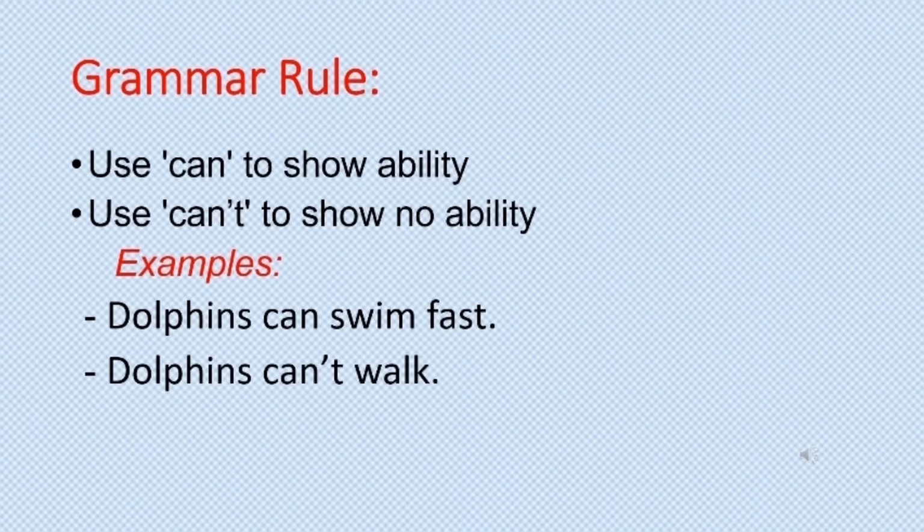We use can when someone is able to do something. For example, dolphins can swim fast. We use can't when someone is not able to do something. For example, dolphins can't walk.